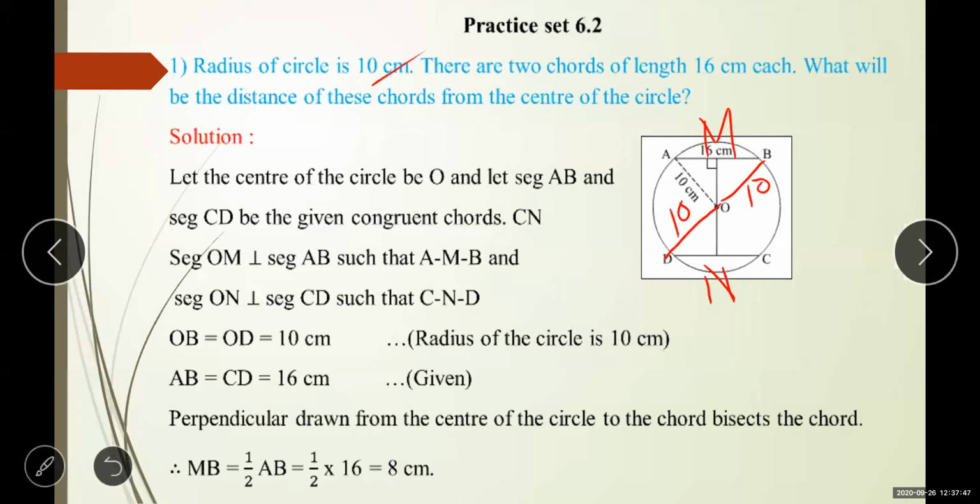Now already they gave AB is equal to CD. Now the perpendicular drawn from the center bisects the chord. That means the chord is divided. Total measure of the chord is 16, so it is bisected into 8 and 8. This DN is 8, NC is 8. Here AM is 8 and MB is also 8. So MB is equal to half of AB. So it is 8 centimeter, and same for DN also.